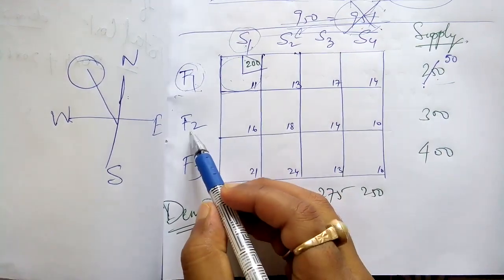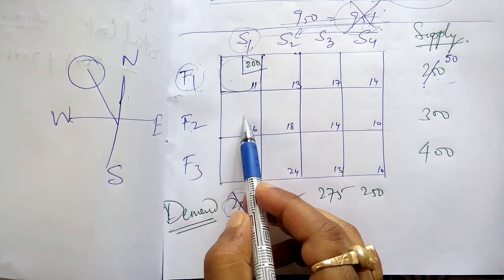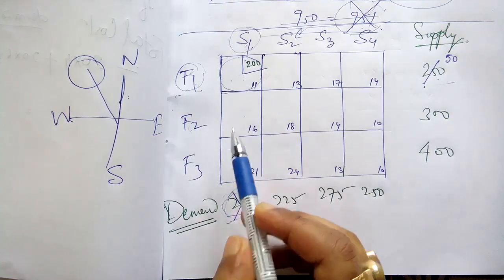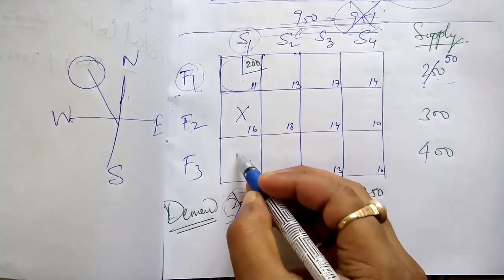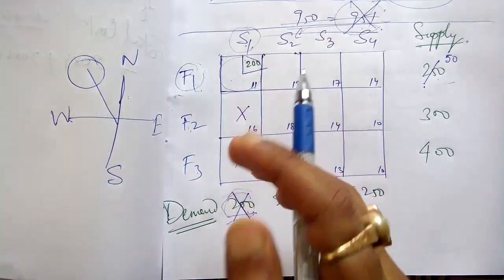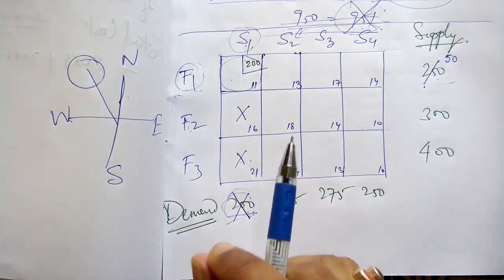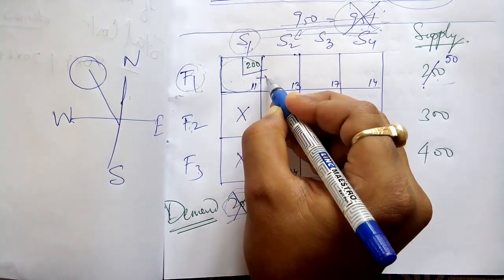Now I am asking you one question. Will any goods be transported from factory 2 to store 1 and from factory 3 to store 1? No, of course not. So cross out these boxes. Why not? Because the demand of store 1 is already fulfilled. Now the northwest corner method says to come to the adjacent box.